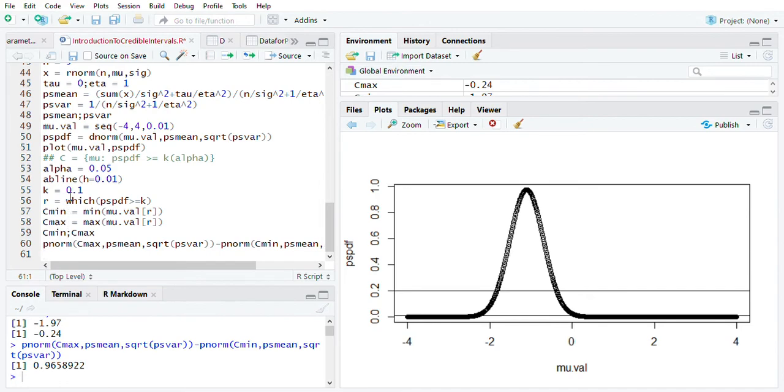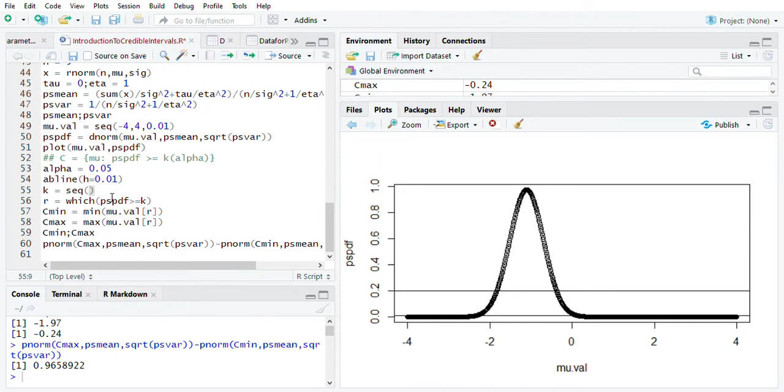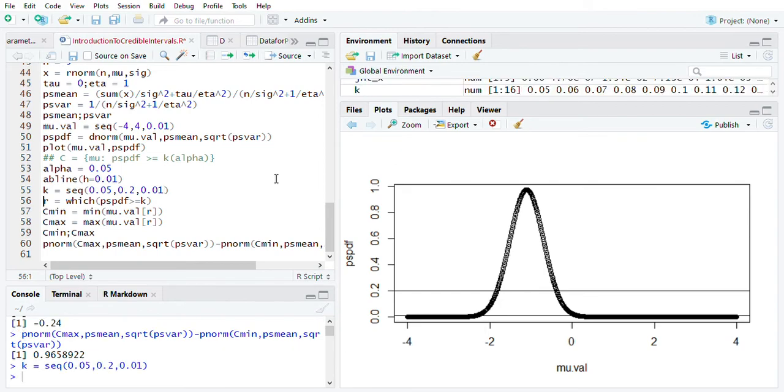So instead of K equal to 0.1, let us try using a sequence of values of K. I'll start with a constant, say 0.05, and I'll go up to say 0.2, because we know at the point 0.2 the interval's probability was definitely less than 0.95. Means we should start with a value where the coverage probability we know for sure is more than 0.95, which is 1 minus alpha, and the upper limit of the values of K should be a point where the coverage probability is less than 1 minus alpha. So I am going to increase this by 0.01. So I have a sequence of values of K.